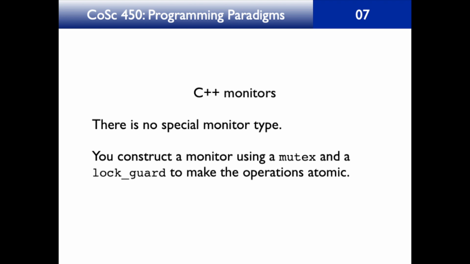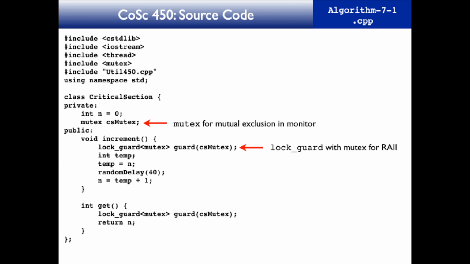But then we also have this auxiliary local variable named lock guard to make the operations atomic, and here's how it works. So here we have the class critical section that we have written to implement algorithm 7.1 from our textbook, with the usual int n initialized to 0. And it does not need to be volatile, again, because we are guaranteed that the increment and the get methods are going to be atomic. And now we have a mutex that we have named CS mutex, which is to guarantee the mutual exclusion in the methods of the monitor.